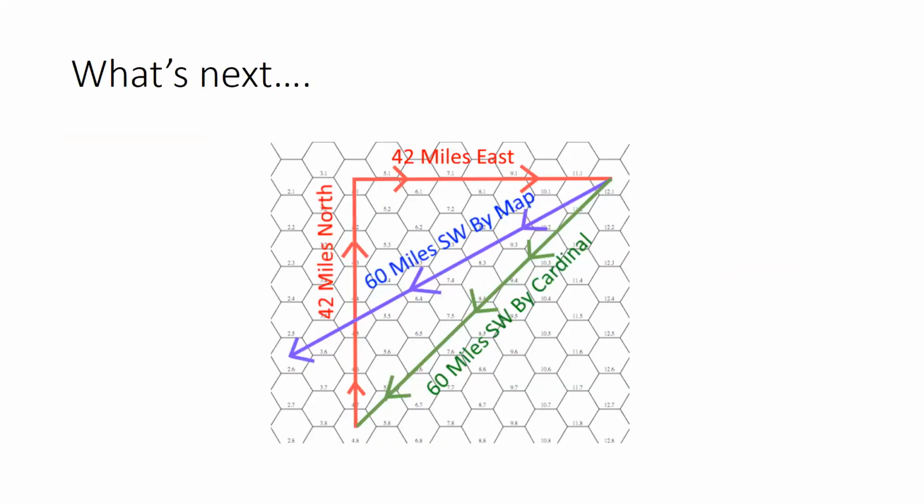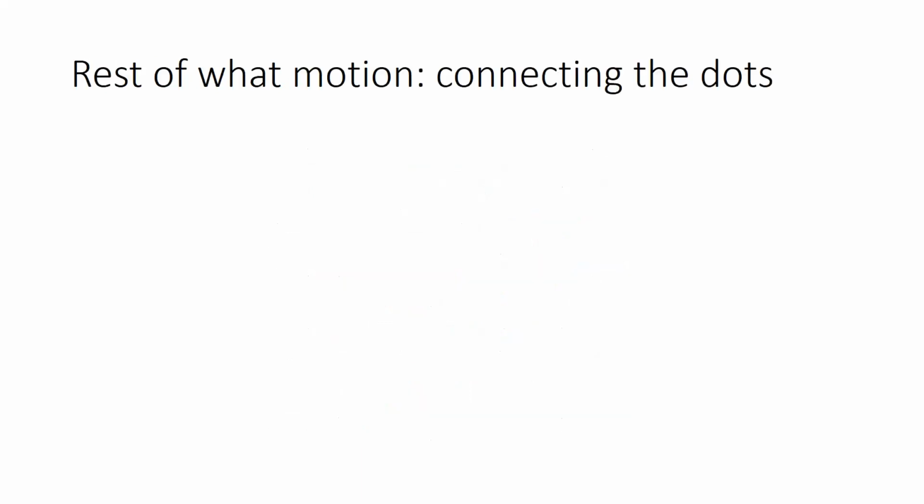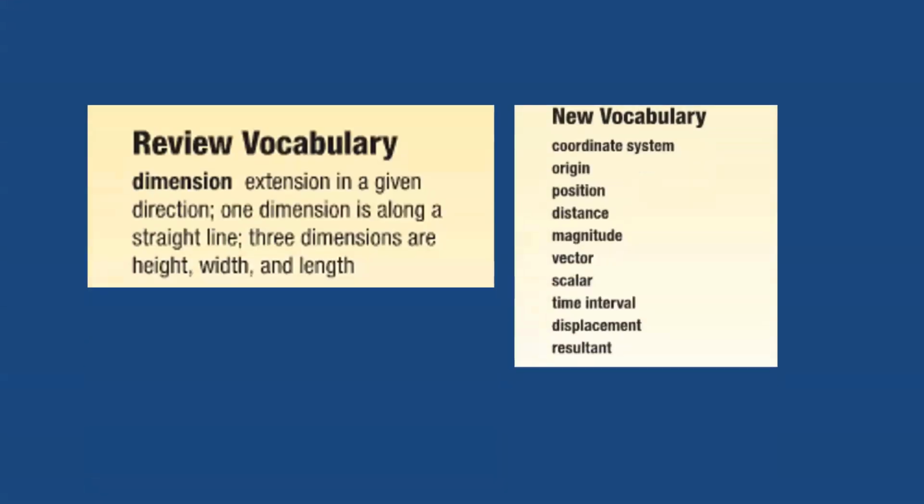What's next? What's next is we're going to start looking at coordinates for your motion now. You're going to be working on motion, so the rest of what we took in motion is basically connecting the dots. Technically, we looked at new vocabulary such as coordinate system and origin. We're going to be looking at position, distance, magnitude, vector, scalar, time interval, displacement, and resultant. I need you to pause the video and actually write these down, okay?